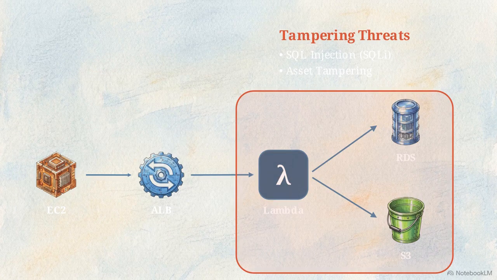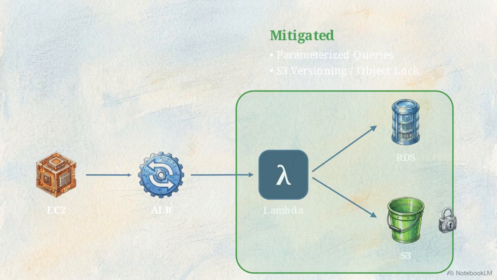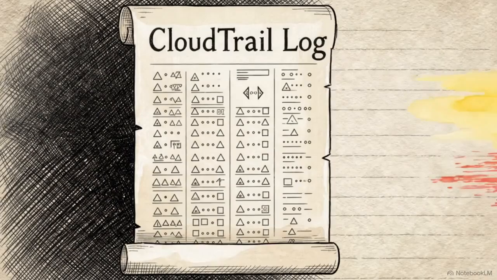Moving inward to tampering threats at the logic and storage layers, we identify the risk of SQL injection passing through the Lambda function to modify RDS data, or an attacker replacing application assets within S3. We mitigate these by enforcing parameterized queries in the Lambda function, alongside S3 versioning and object lock.